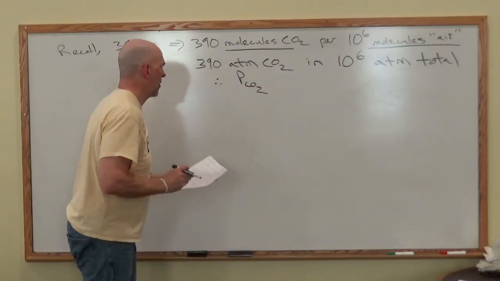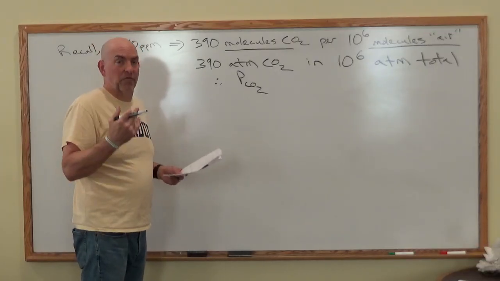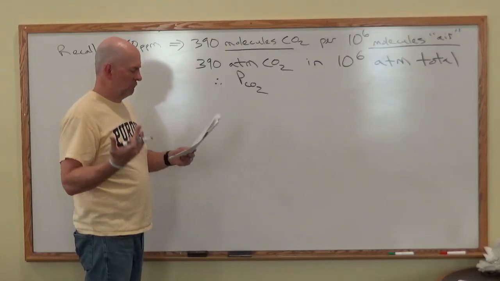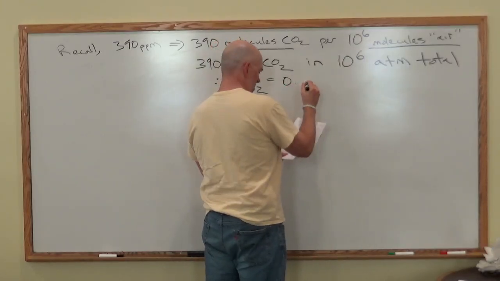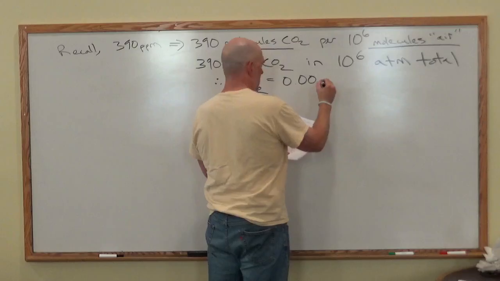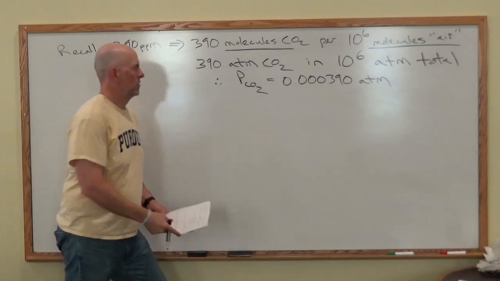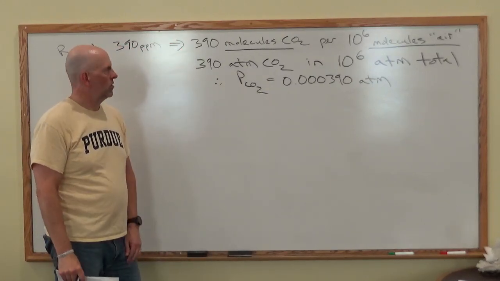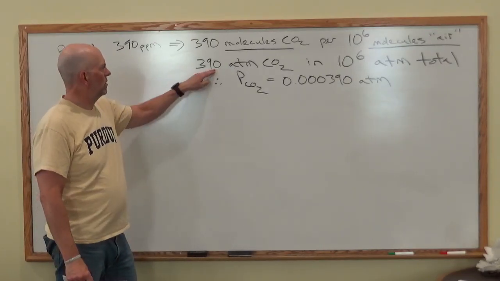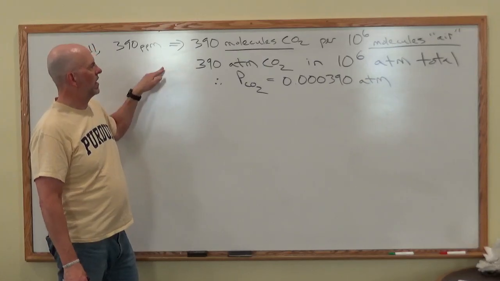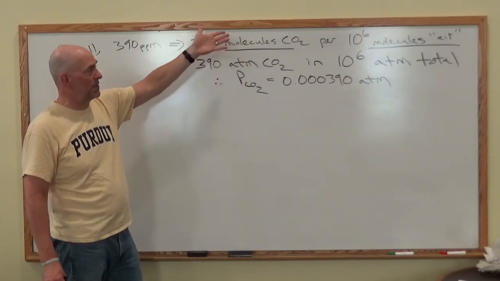We need a number for the partial pressure of carbon dioxide, measured in atmospheres, if we're going to use the Henry's law constant. But this is easy. Isn't that easy? 390 divided by a million. 1, 2, 3, 4, 5, 6. There you go. So that's a simple way to go from ppm to atm.